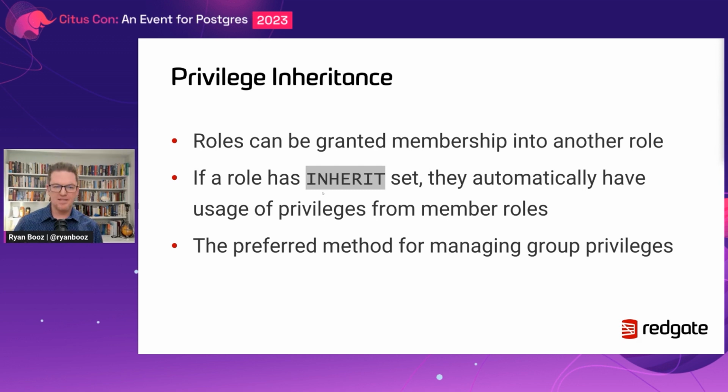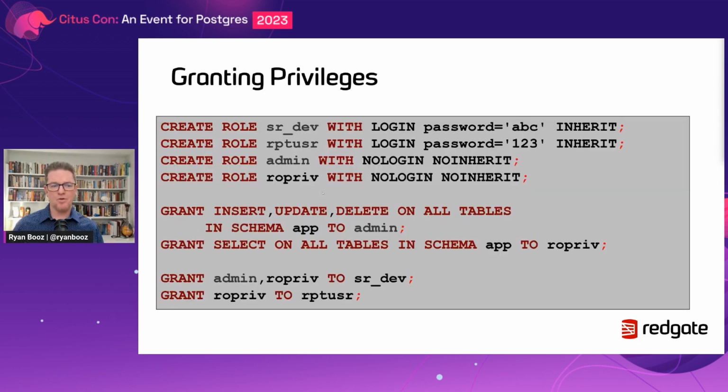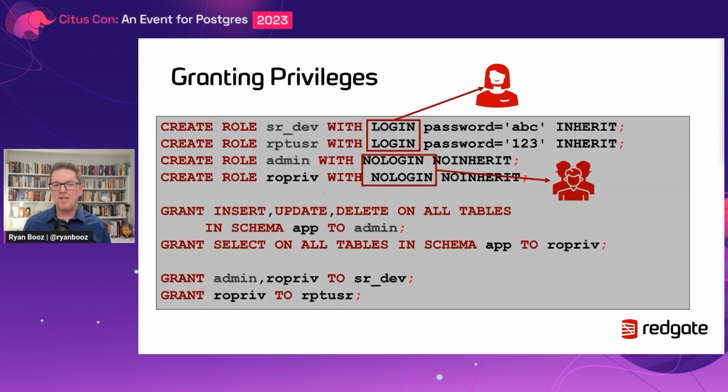That might look something like this. I create a couple of different roles. The ones that say with login would be my user roles. People are actually logging in. And then the no logins would be my group roles. They can still own objects, but they just can't log in. And I can grant them privileges. Now, as long as those user roles are allowed to inherit, you see the inherit keyword, then I can grant my privileges to the group roles, and then I can grant membership into those roles to the user roles that can log in.